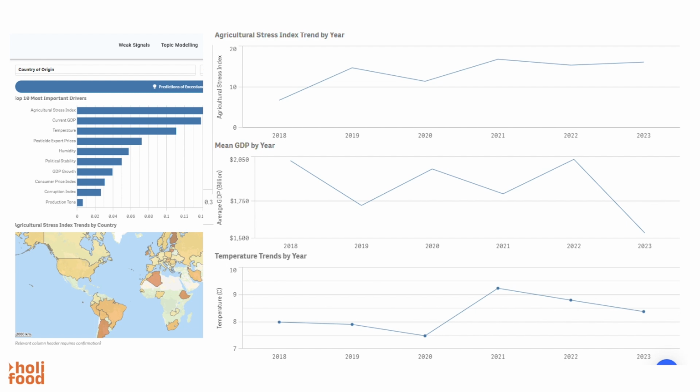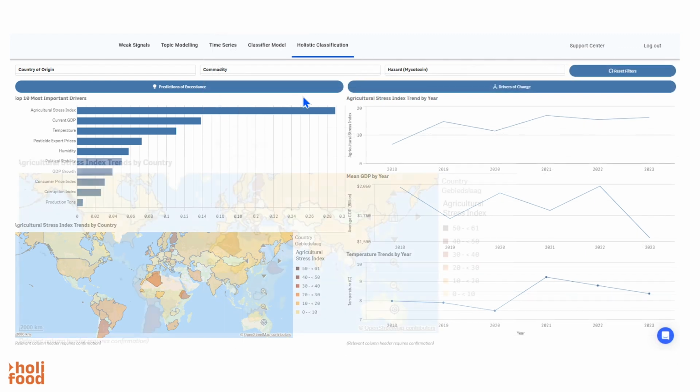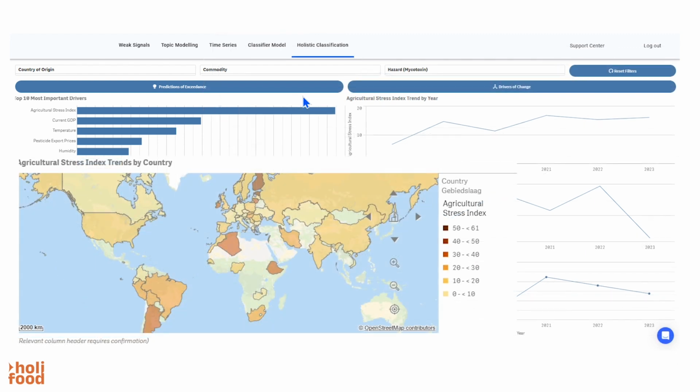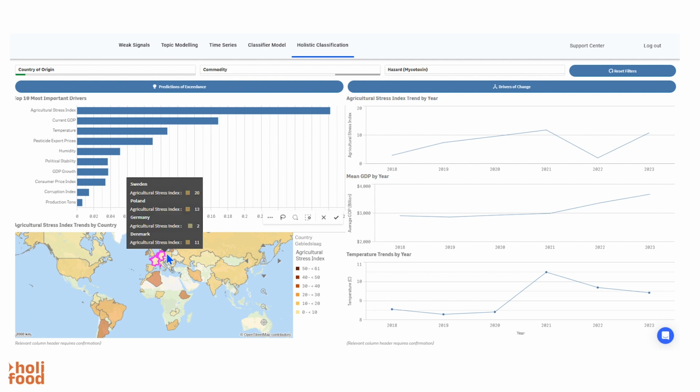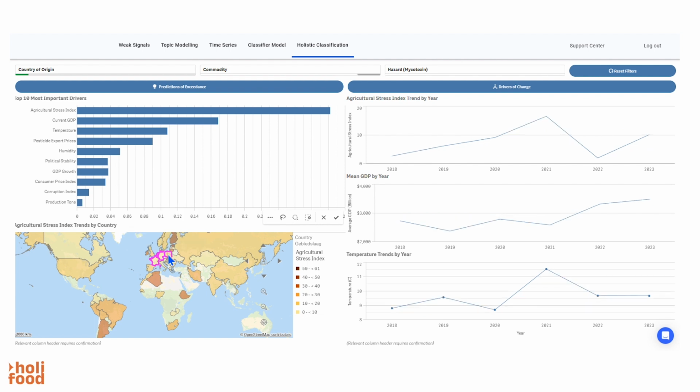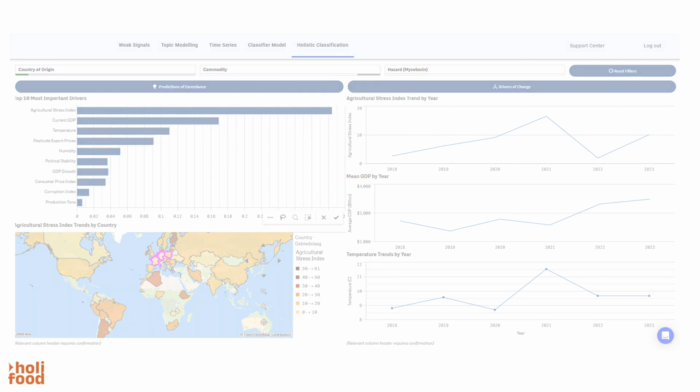On the right, we see trends over the years for 3 drivers. For example, the agricultural stress index is increasing a little bit over time. The GDP and temperature are fluctuating. On the world map, we can see the agricultural stress index visualized for each country, which was our top driver. If we select some countries, for example Germany, France, the Netherlands and Poland, the graphs on the right have changed accordingly. The tool allows you to look into the drivers and assess their effects on contamination with mycotoxins.